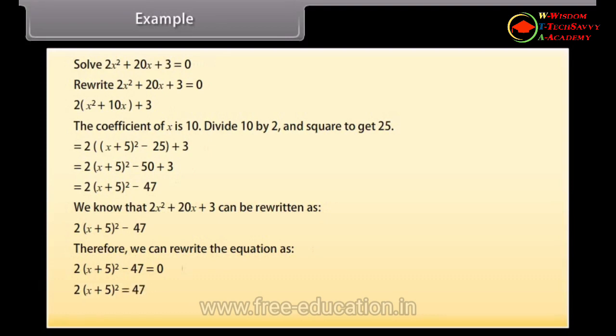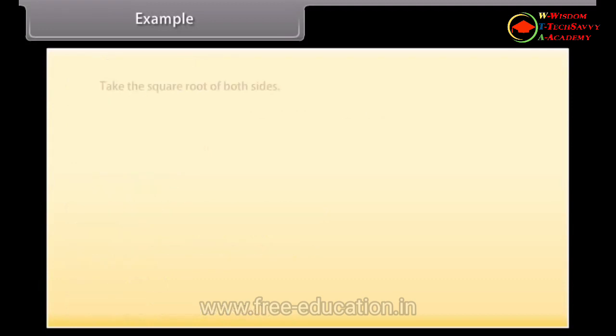2(x + 5)² is 47. Now dividing both sides by 2, we get (x + 5)² = 23.5. Take the square root of both sides. x + 5 = √23.5 or x + 5 = -√23.5.